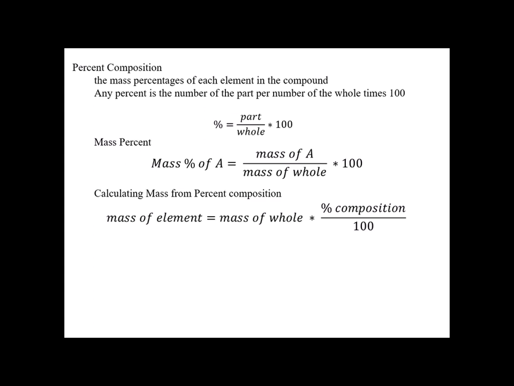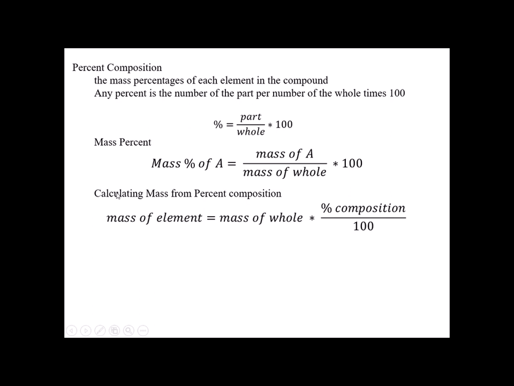Okay, so this is for section 3.3, which is the mass percentages from formula. So we can find the mass percentages of each element, or we can find the mass percent of a compound in a solution or that type of thing. Mass percent in general, or percent in general, is the part over the whole times 100. So for mass percent, it's the mass of A, whatever A is that you're finding the mass percent of, over the mass of the whole times 100.